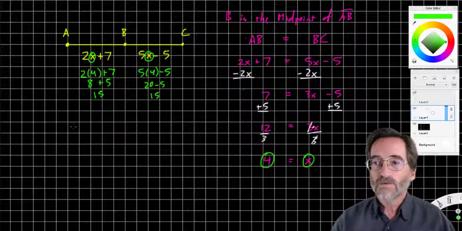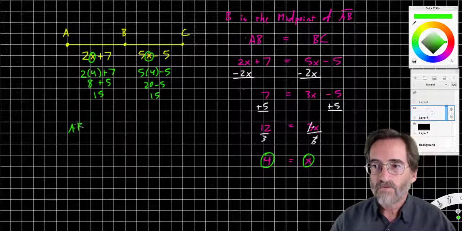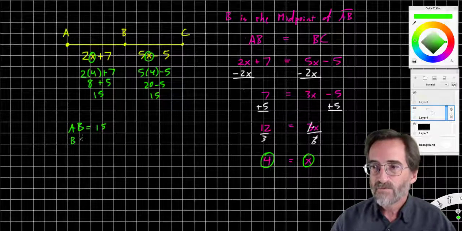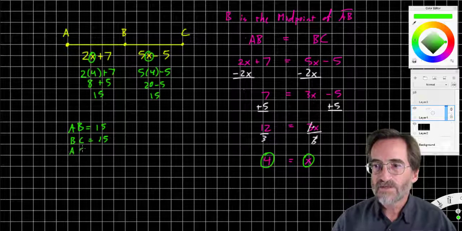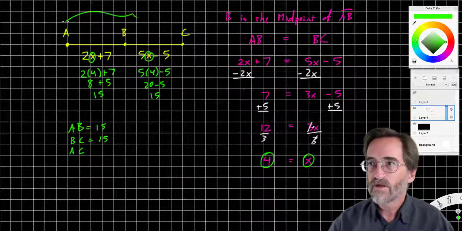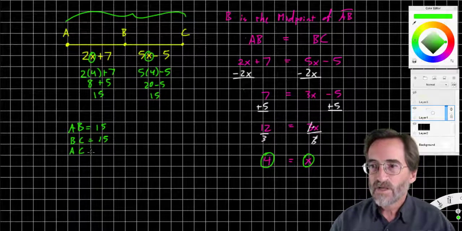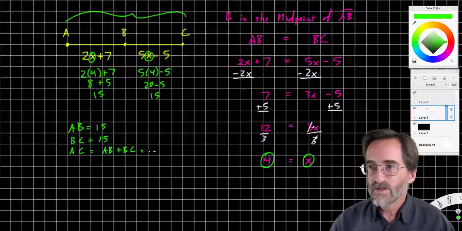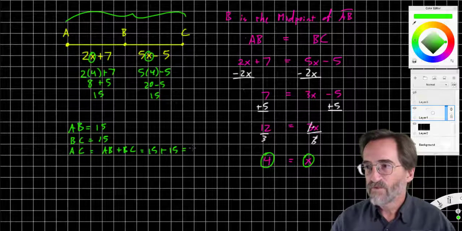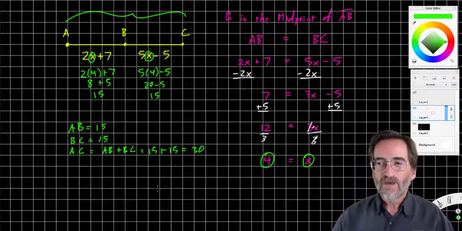So I can answer the question, the length of AB is 15. The length of BC is 15. I can even answer the question, the length of AC, the entire thing, is AB plus BC, right? AB plus BC, segment addition, or 15 plus 15 for 30. Okay? Hopefully that makes sense.